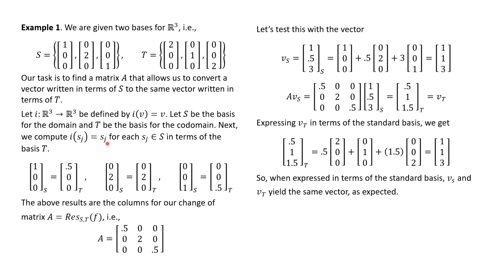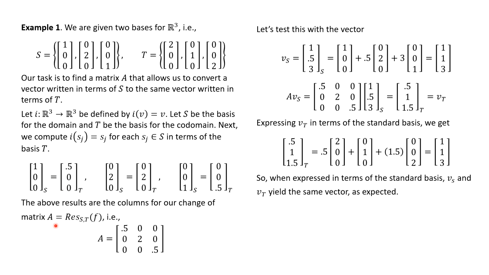Then we evaluate I on each of these vectors, and of course it's the same since it's the identity, but then we need to represent each of the vectors of S in terms of T. The first vector is just 0.5 times the first element in T, and 0 times the other two. The second vector is 2 times the second vector in T, and 0 times the other two. The third vector in S is 0.5 times just the third vector in T. So it is pretty easy to do the mapping here.